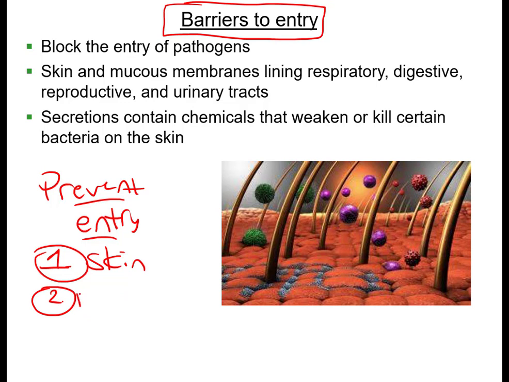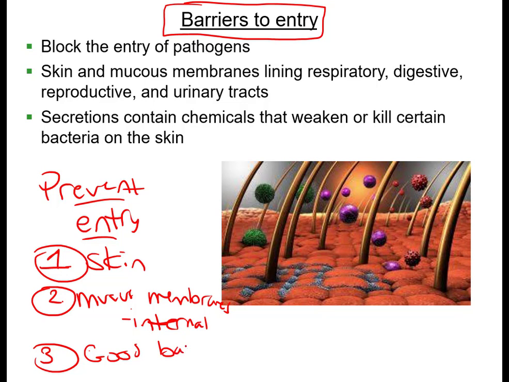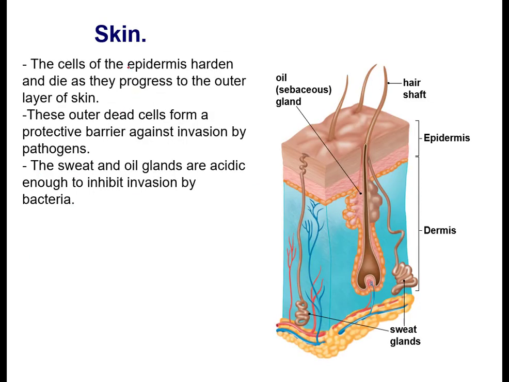The second is your mucous membranes. Mucous membranes are basically your internal skin, preventing things from getting in through your digestive tract, respiratory tract, urogenital tract. The third major barrier to entry is the good bacteria in your body. So your body is coated with a lot of very, very good bacteria that are helping to outcompete any of these pathogens. So how does your skin block entry of pathogens?